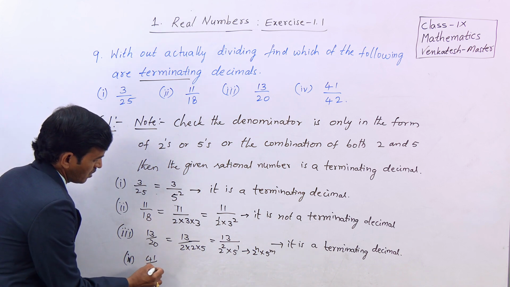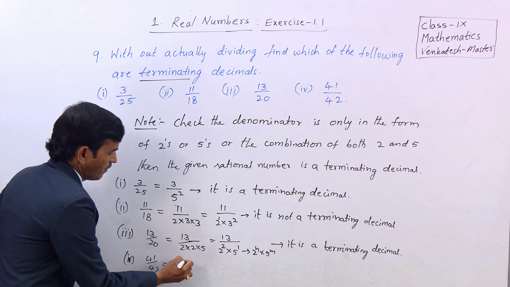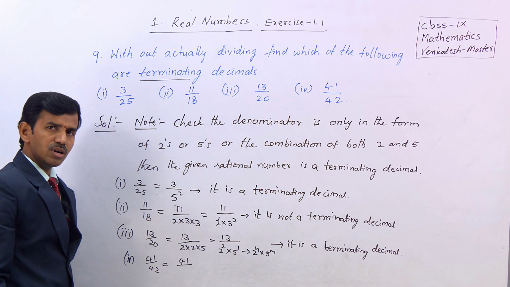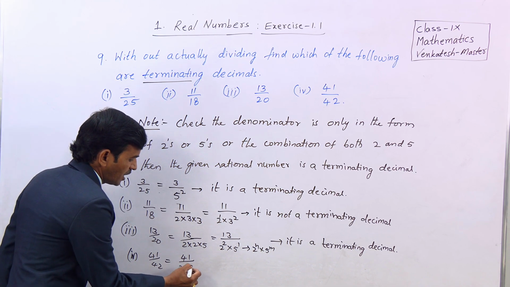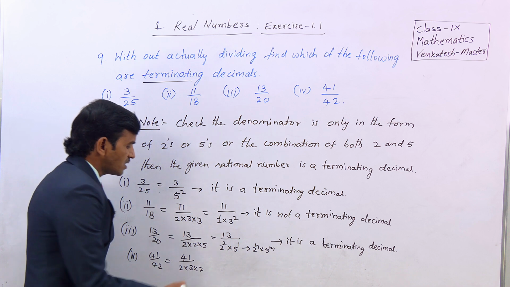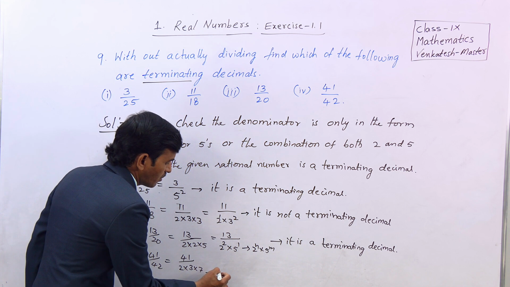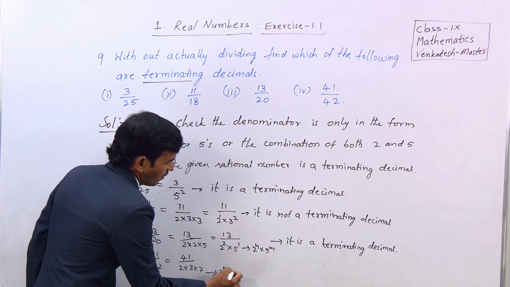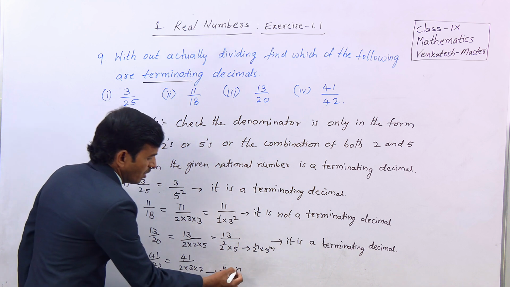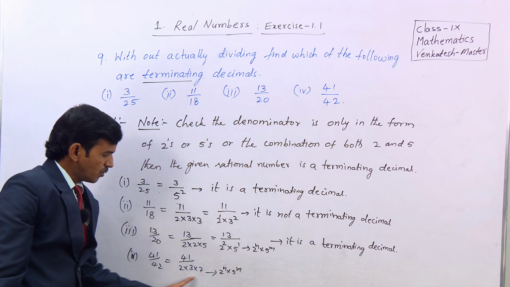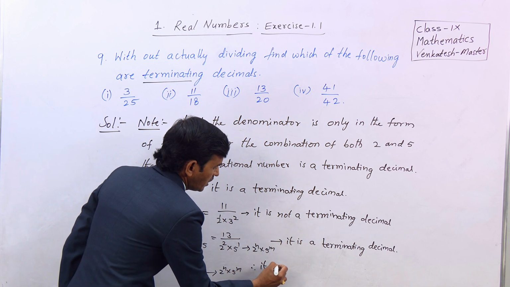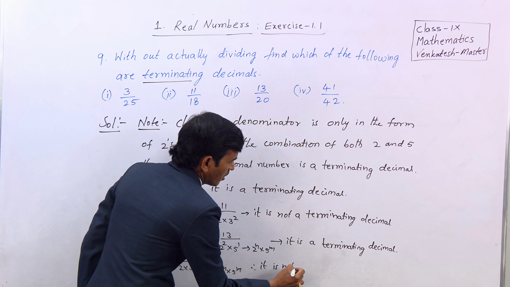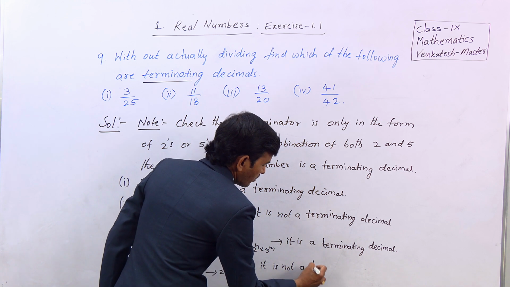So fourth one, can you solve it? See that, very simple. Fourth one also can be written as what? 2 into 21. So 21 can be written as 3 into 7. As the denominator is not in this format, 2 power n and 5 power m, therefore it is not a terminating decimal.